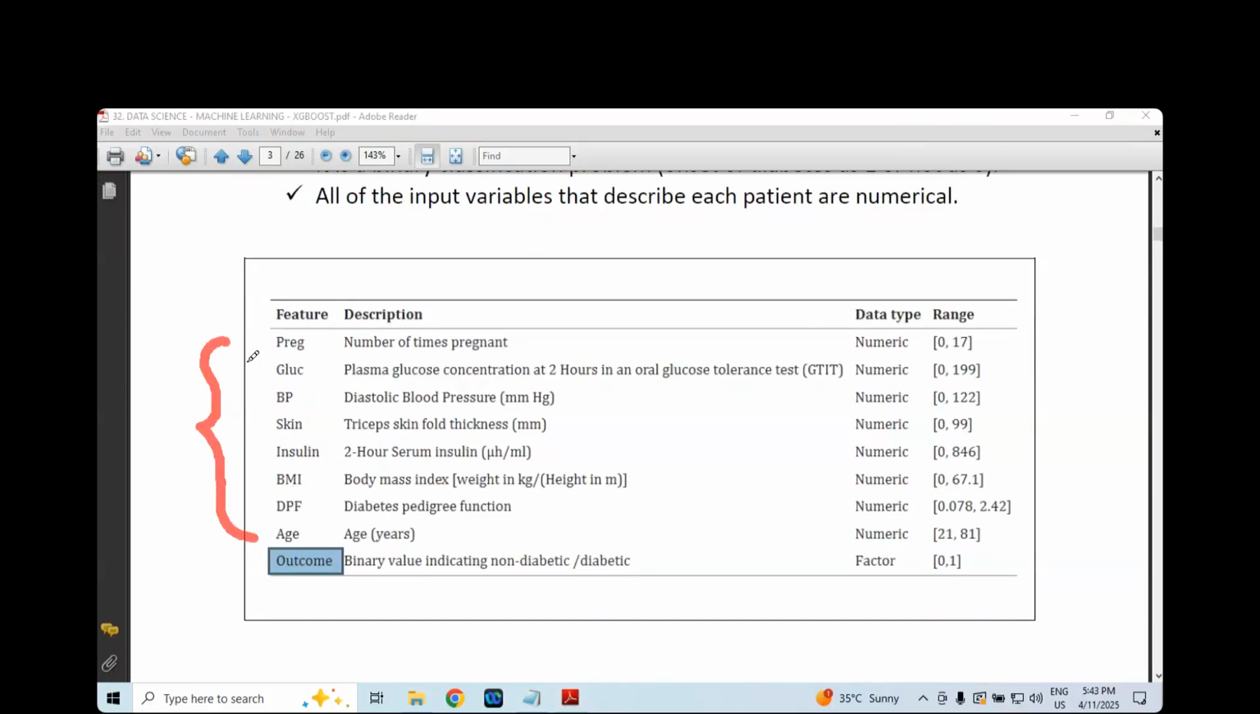But don't think every feature is important to the target variable. This feature may be some 20%, this one some 25%, another 15%, another 33%, like that.